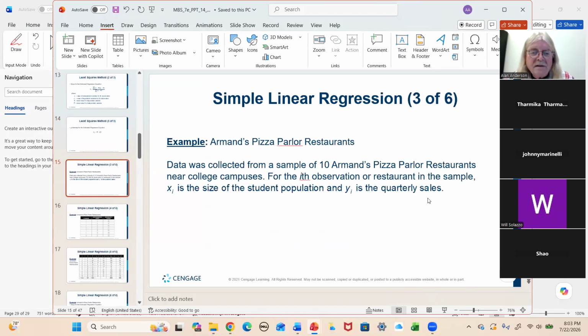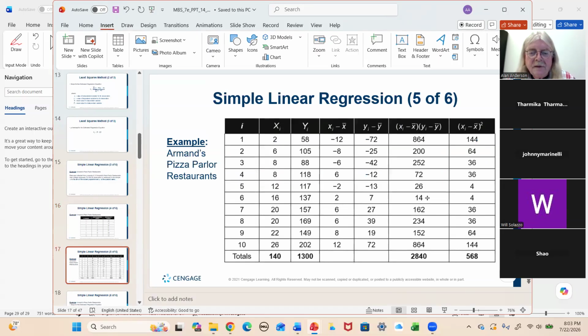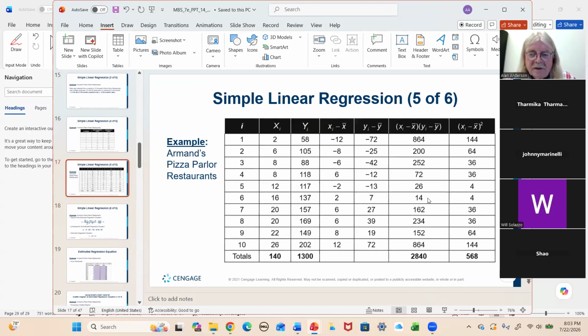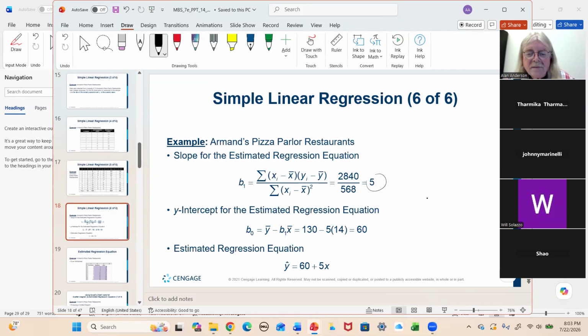Here's Armand's Pizzerias. Data was collected from 10 Armand's Pizza Parlor shops near campuses. For the ith observation or the restaurant in the sample, Xi is the size of the student population, Yi is the sales. Here's the data. And they're plugging it in so you can see why, because they need this B term. It's a very complicated thing to calculate. And then we need the bars, the Y bar and X bar, which are the means. And that gives us our slope and our intercept.